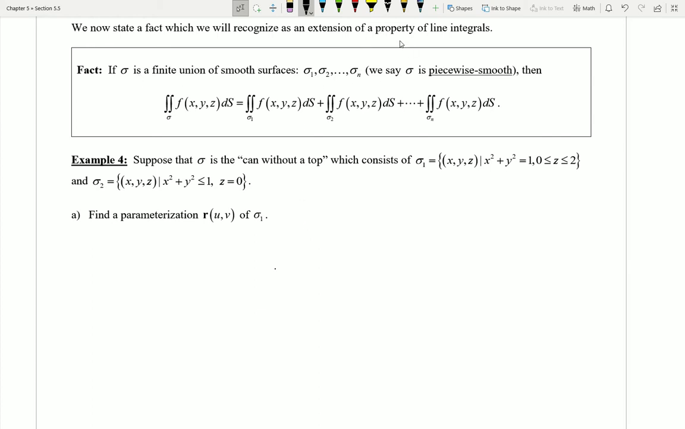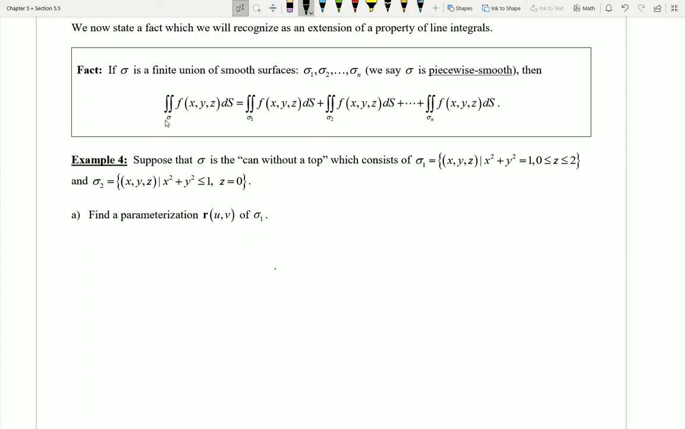We'll see that this property is kind of an extension of a property of line integrals. So let's suppose that sigma is a finite union of smooth surfaces. So like a bunch of different surfaces all compiled together to make sigma. And so maybe we break apart those individual pieces of sigma by calling them sigma 1, sigma 2, all the way up to sigma n. Well, then we could say that sigma is piecewise smooth. Each of the pieces is smooth.